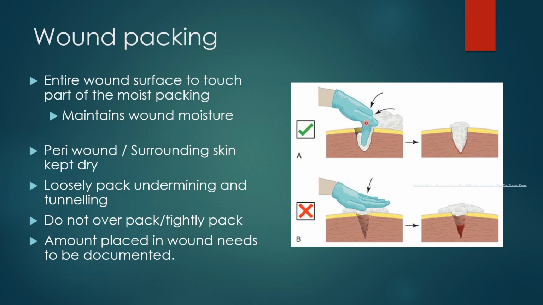We're going to be putting the packing inside a wound so it covers the full base of the wound, and then extends a little bit over top, but does not overhang onto any of the peri-wound. We do not want the packing just to sit on top of the wound and not go into the base. So what happens if we just have packing on top of the wound and not into the base?